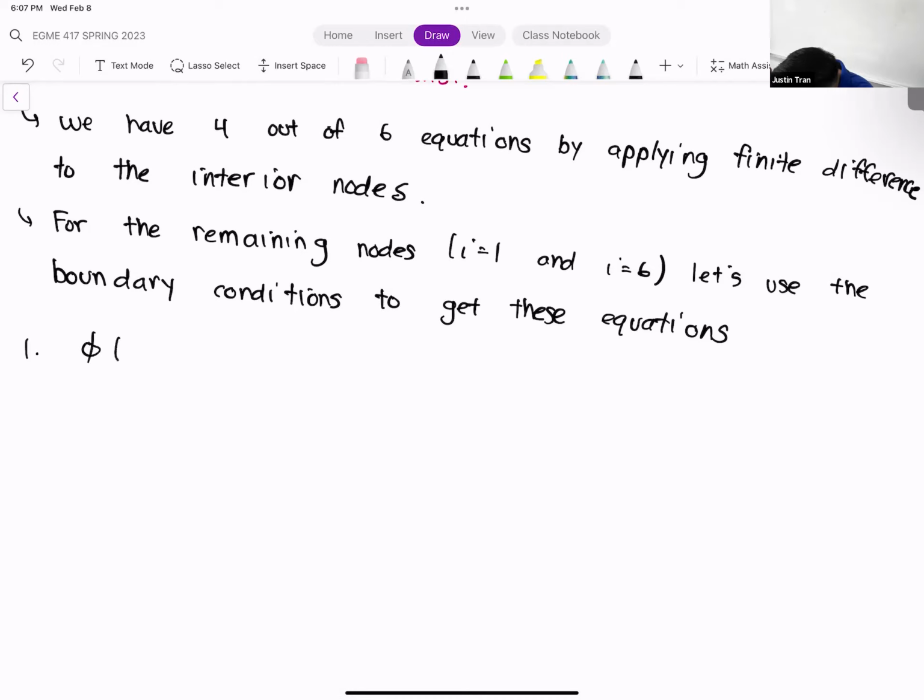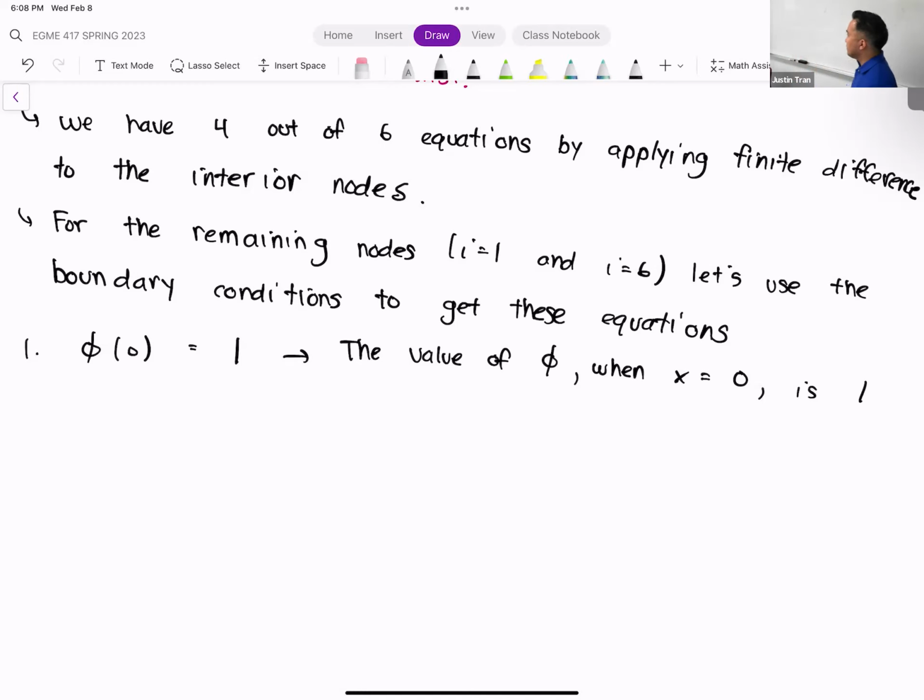All right, so our first boundary condition is fairly straightforward. Our first boundary condition was phi of 0 is equal to 1. Okay. And so let me describe this boundary condition in words. What this is basically saying is that the value of phi at x equals 0 is 1. Okay.